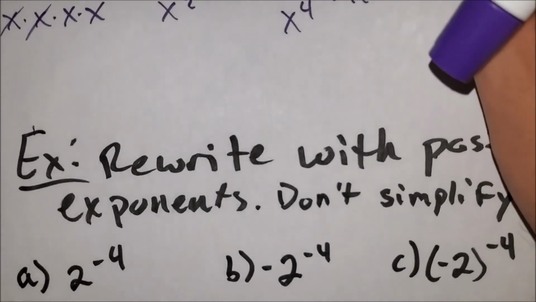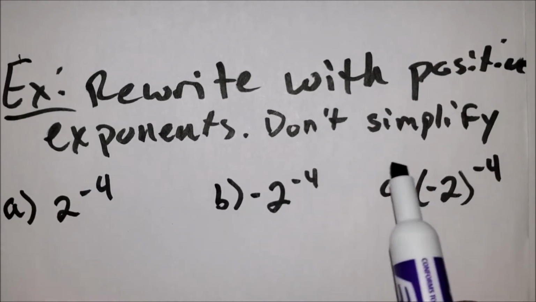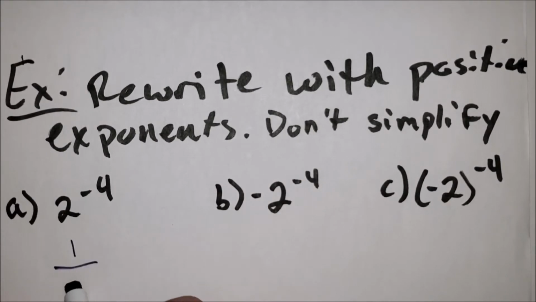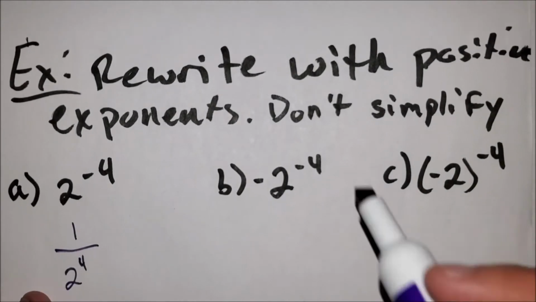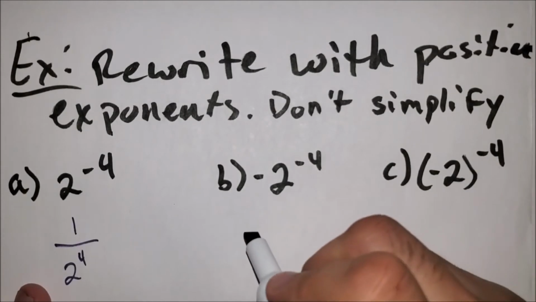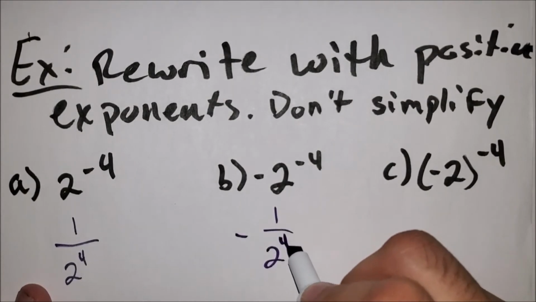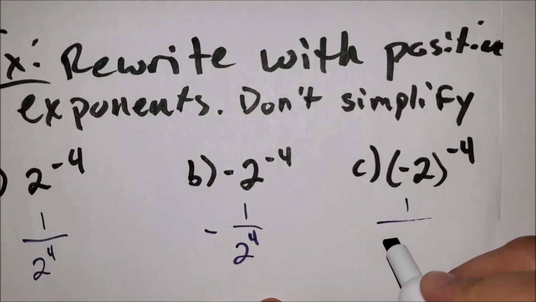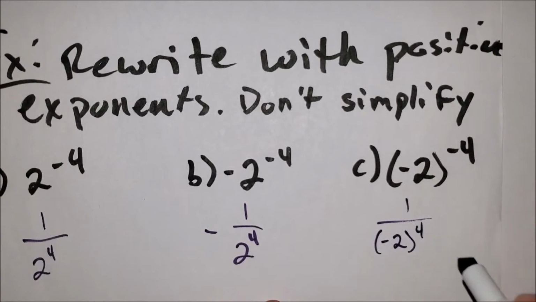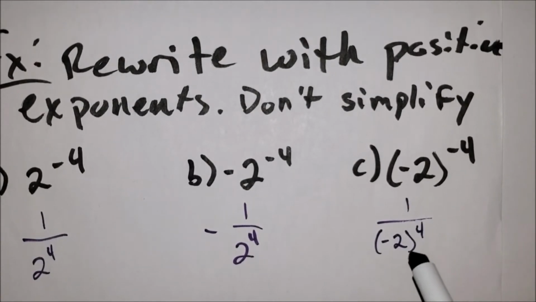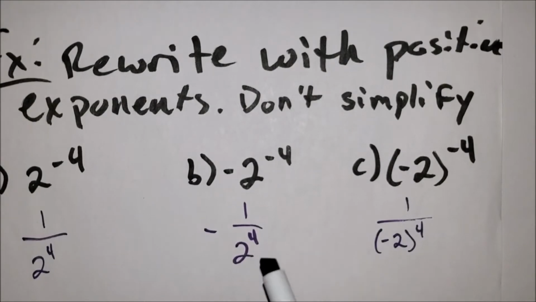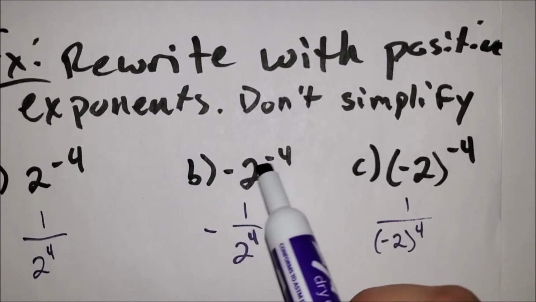We're going to rewrite these so that we have positive exponents only in this example. So 2 to the negative 4, when we rewrite this to have positive exponents, is 1 over 2 to the fourth. Here we have negative 2 to the negative 4. This is negative 1 over 2 to the fourth. Now this one is going to be 1 over negative 2 to the fourth. Here, the negative stays within the parentheses because it's within the parentheses. Whereas with this one, the negative stays outside of the fraction because it's outside and the exponent does not affect the negative.